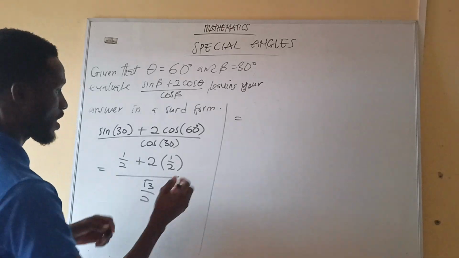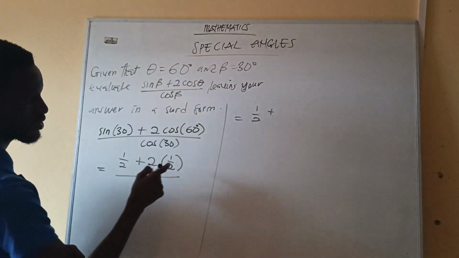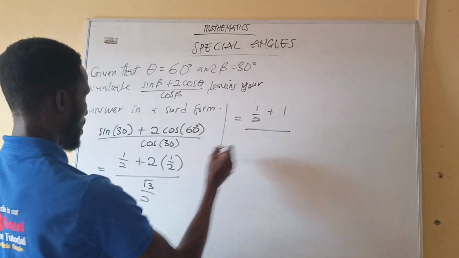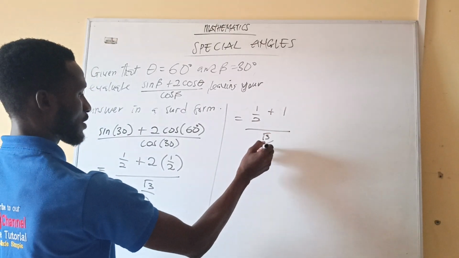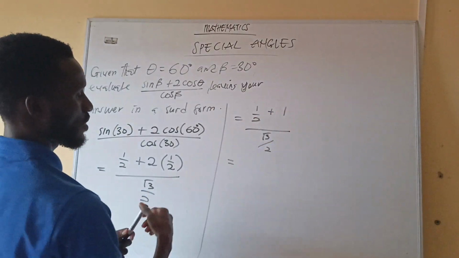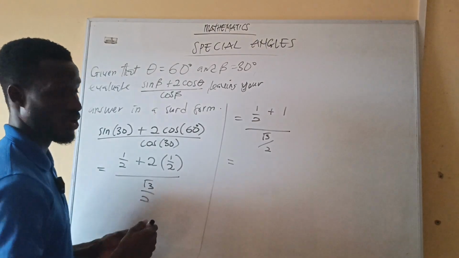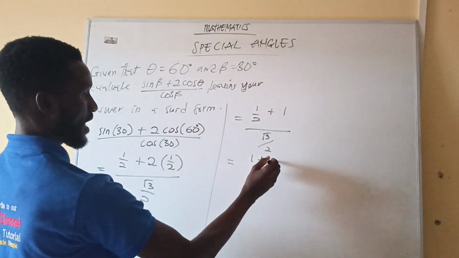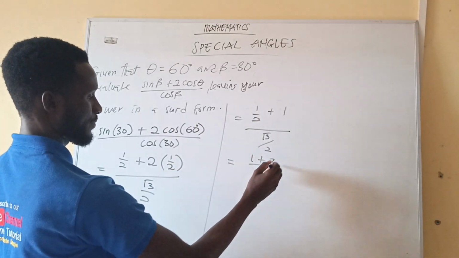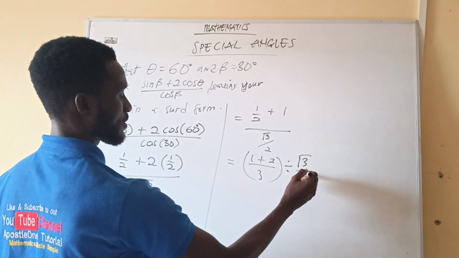So I'm going to have 1 over 2 plus, 2 times half, the 2 will cancel, so I'm going to get 1. Now divided by root 3 out of 2. Simplify this one, what are you going to get? This is 1 over 2, which is the same as 1 plus 2 all over 2, divided by root 3 out of 2.